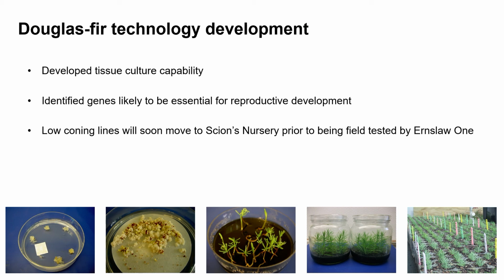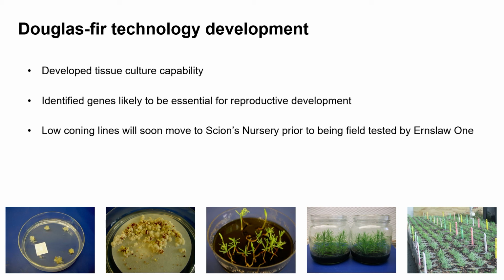We also needed to identify a set of genes that are essential for reproductive development. That's because our strategy was to gene edit these genes so that they were no longer working. If you took out an essential gene, they wouldn't be able to reproduce, and you would have sterile trees that couldn't generate wildings.